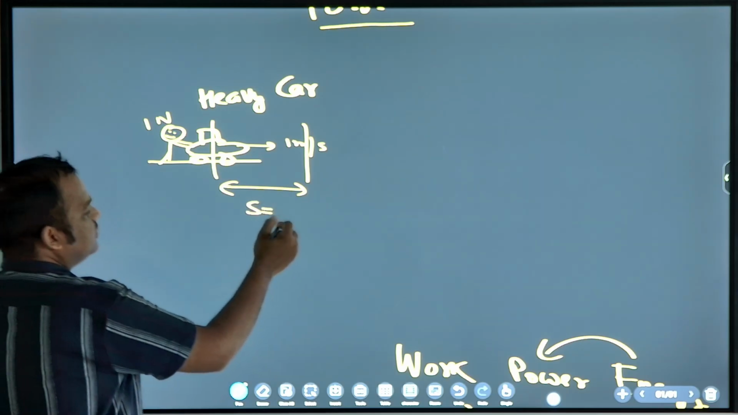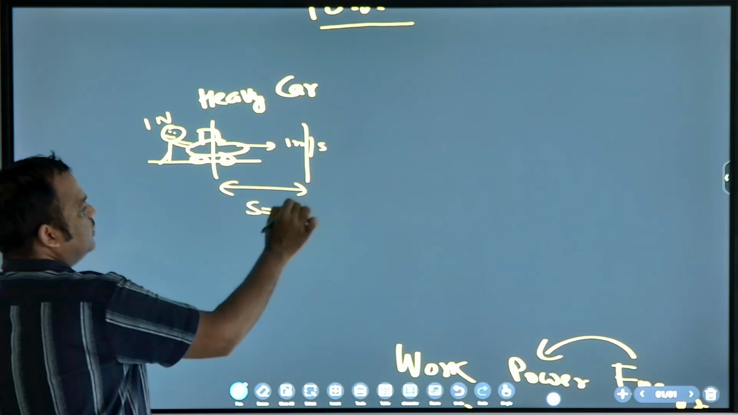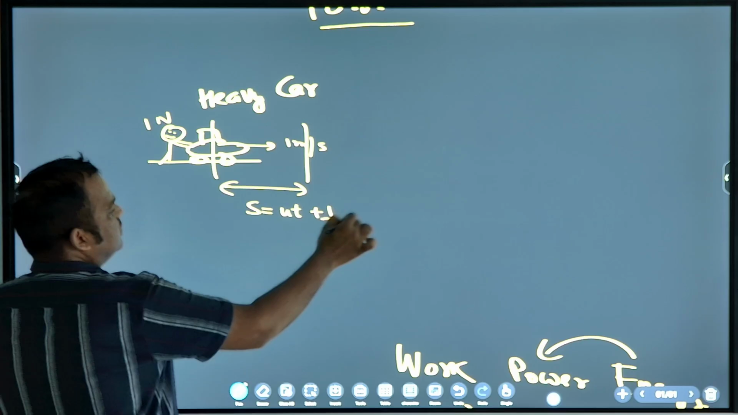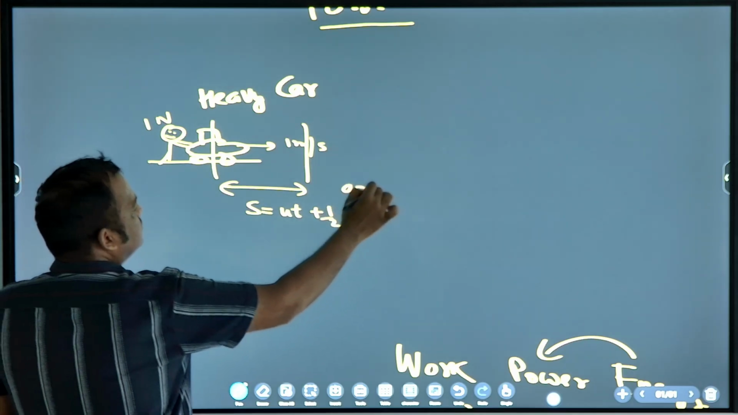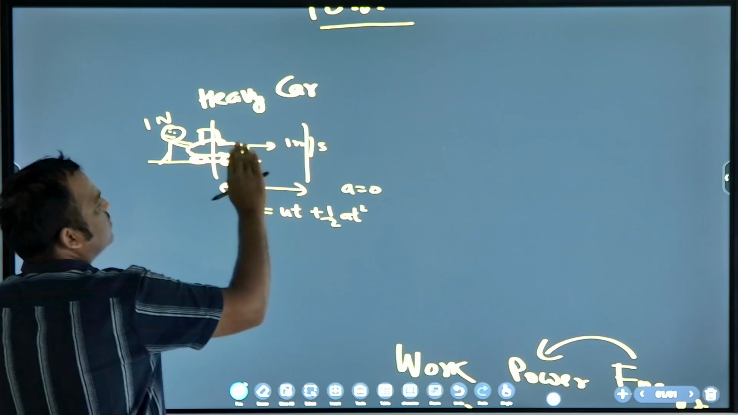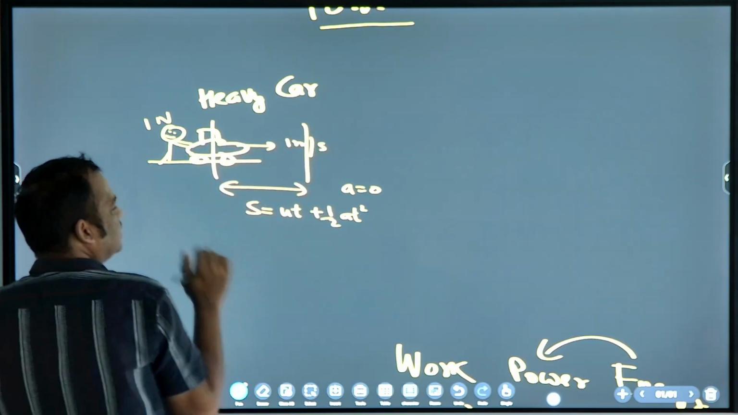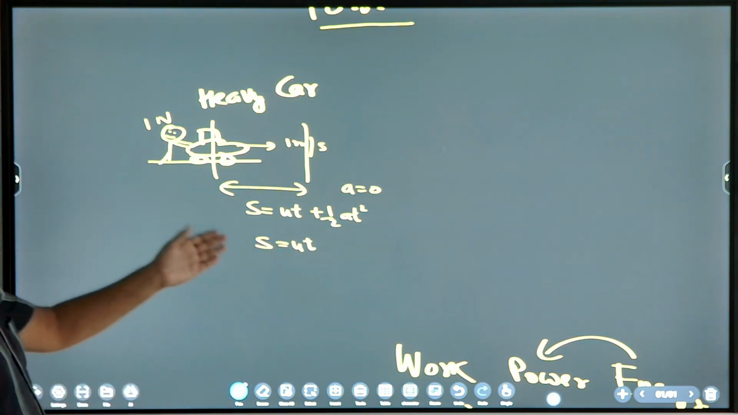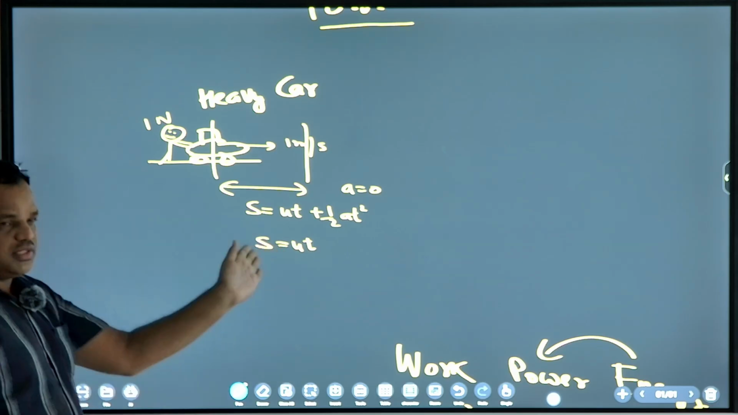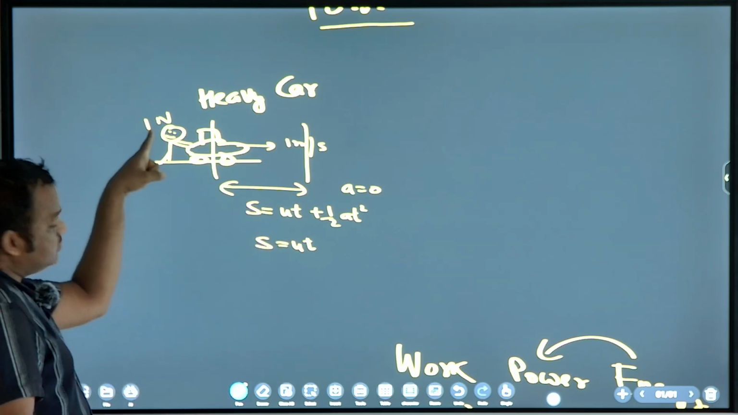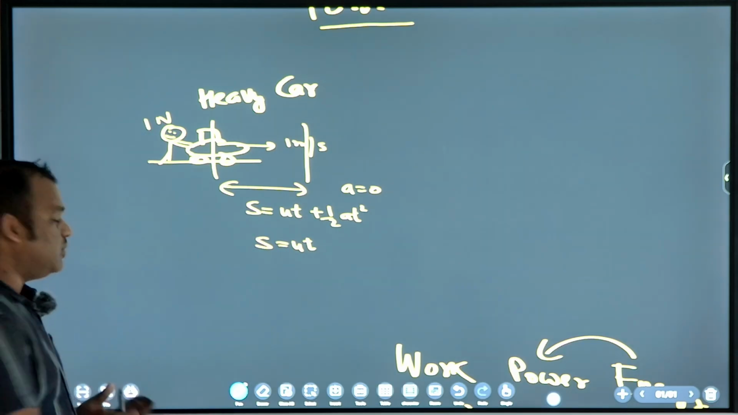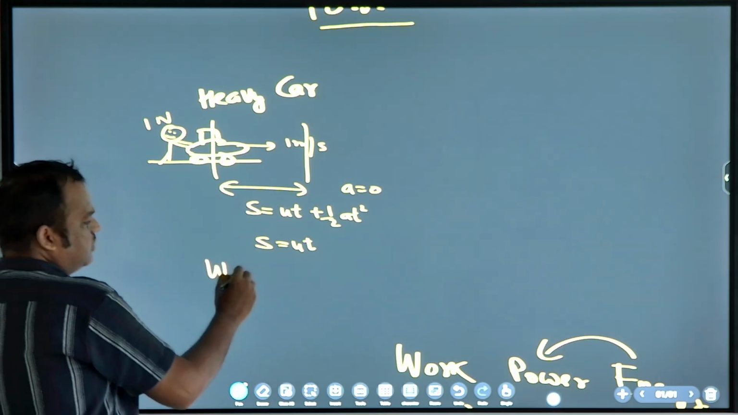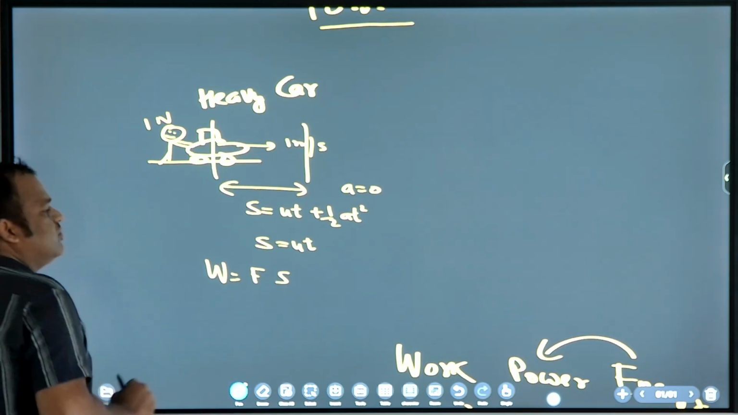S is equal to ut plus half a t square. Correct. a is 0. The car is going slowly with 1 meter per second. So S will be equal to ut. So displacement will be there. Force is there. So work done is there. What is the formula for work done? F s cos theta.